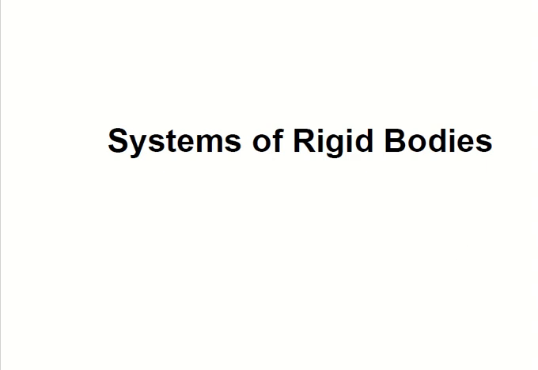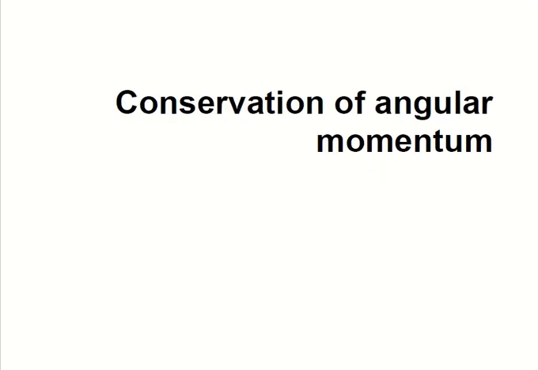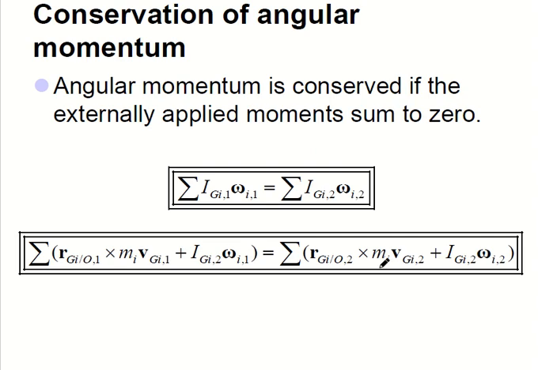Now we will get into systems of rigid bodies. Here you have your total angular momentum, and we always write it this way: the sum of the momenta of your individual bodies, described with this little i, showing how many bodies you're dealing with. We do the same thing, expand the equation, and indicate we're dealing with systems of rigid bodies by adding the i to it. So you're basically just getting the sum. Then we get into conservation of angular momentum.